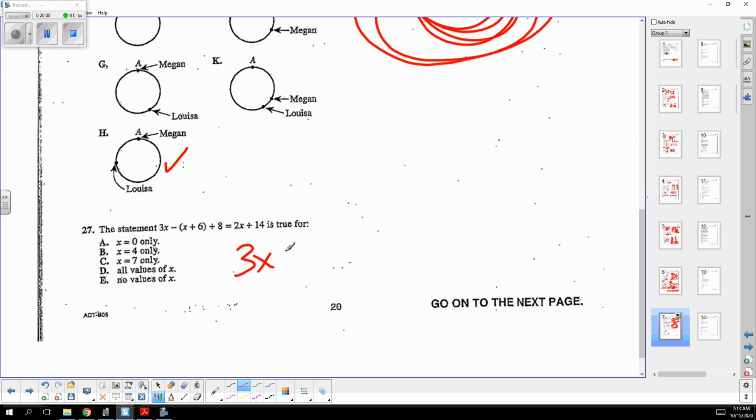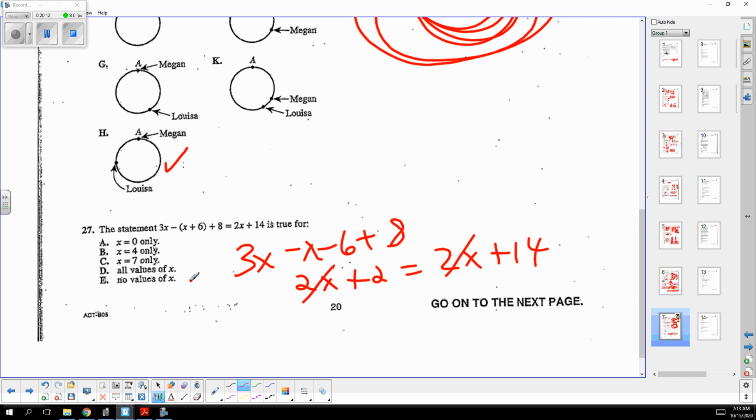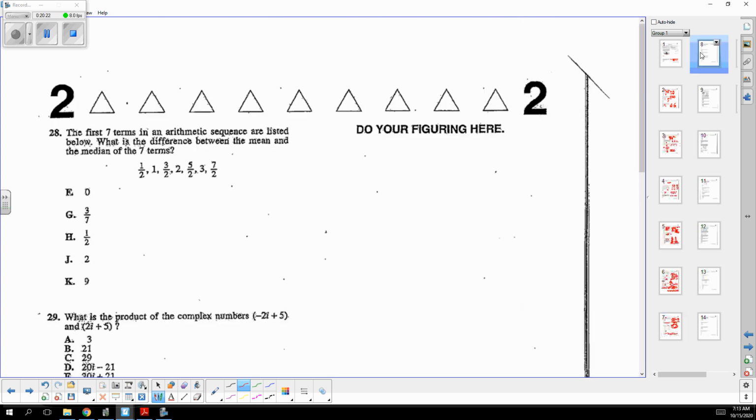Distribute the minus, and you get 2x plus 2. This is going to be true for none. 2 cannot equal 14, so we say no values of x. You plug that in the solver, it's going to keep giving you an error, not because your solver's messed up, it's because there's no solution.